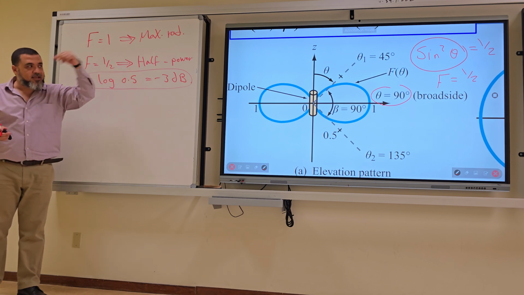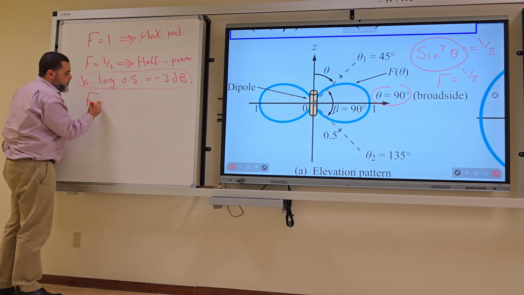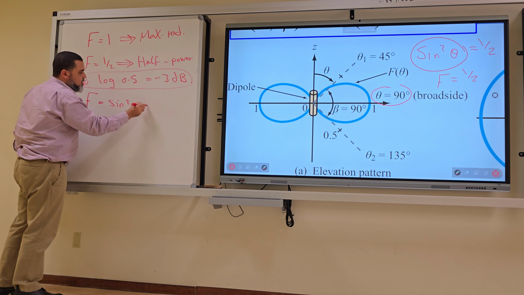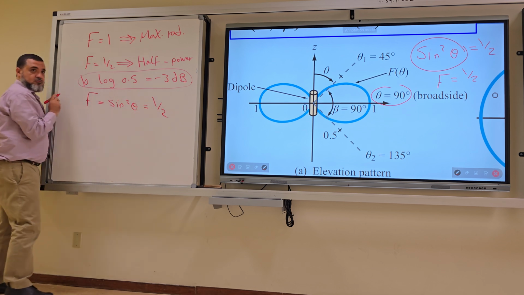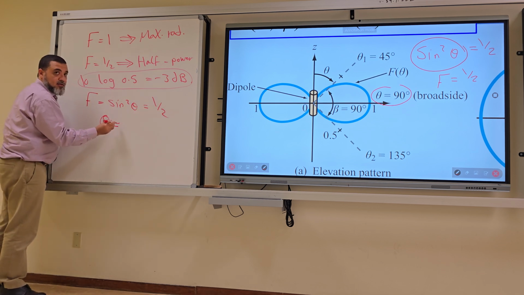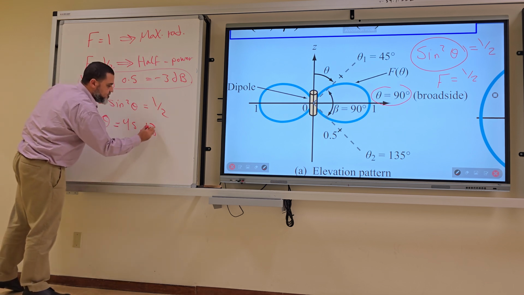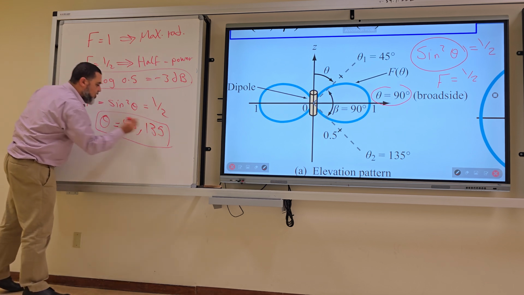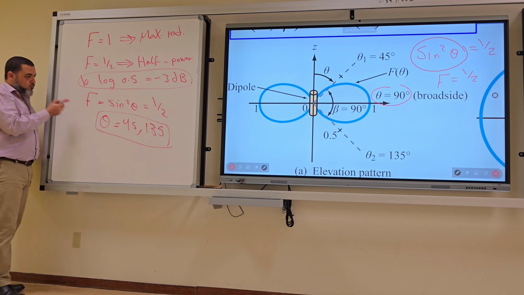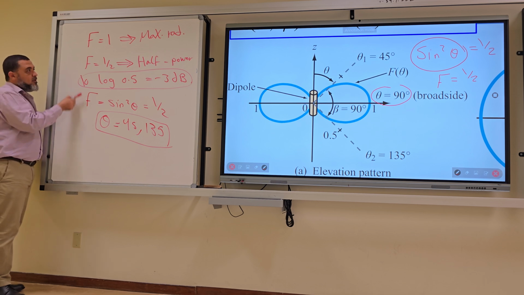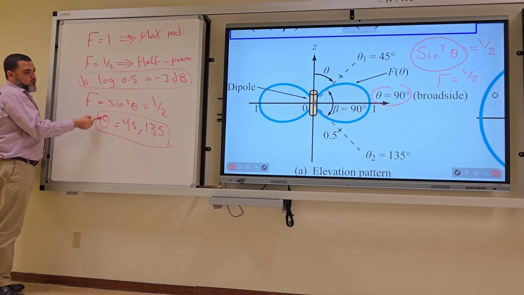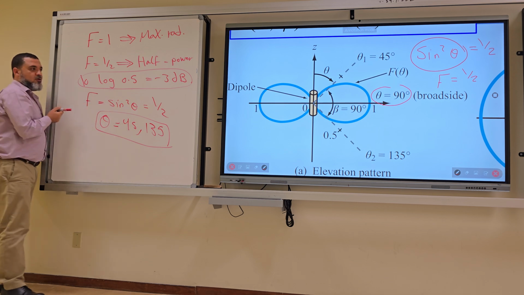Take F and make it equal to 1 over 2. F is sin square theta, right? Make it equal 1 over 2. What should theta be? 45 and 135. Okay? This is the half power point, the points where the field will be half power. Because the maximum is at 90 degrees, 1 over 2 will give you 45 and 135 degrees.